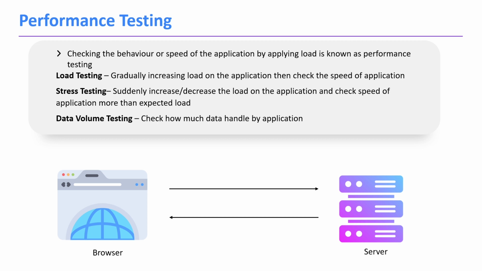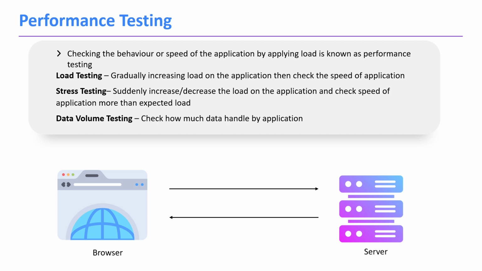Second is stress testing. In stress testing, we suddenly increase and decrease the load and check the speed of the application. In stress testing, first we will test for 100 users, then we will check for 500 users, then suddenly we will increase to 5000 users, then suddenly to 10,000 users, then suddenly we come back to 100 users. Like that, we suddenly increase and decrease the load. In that condition, we check the performance and behavior of the application.